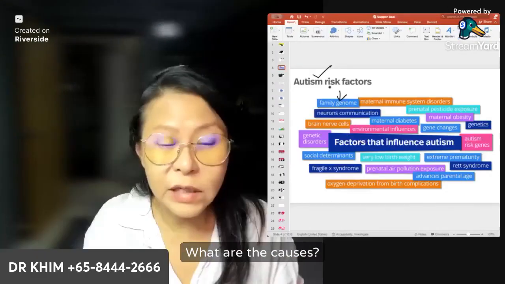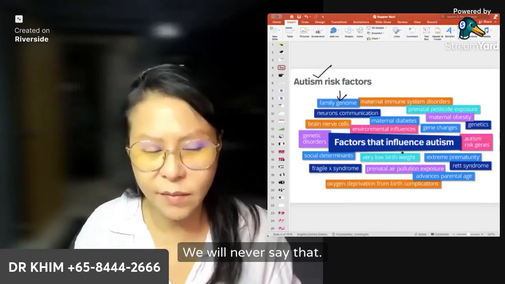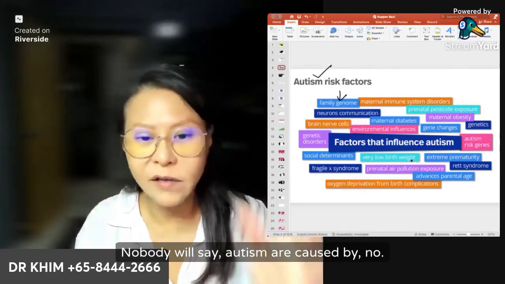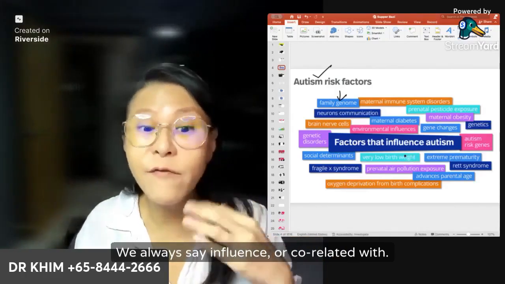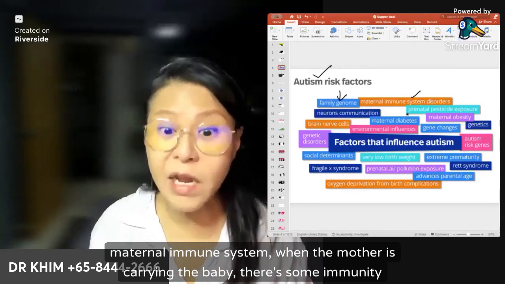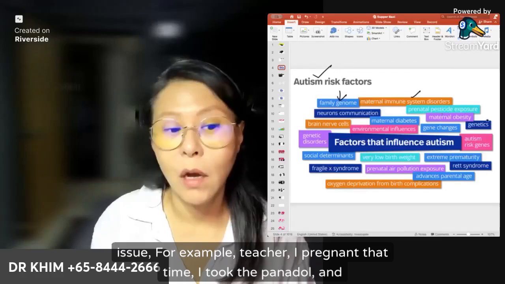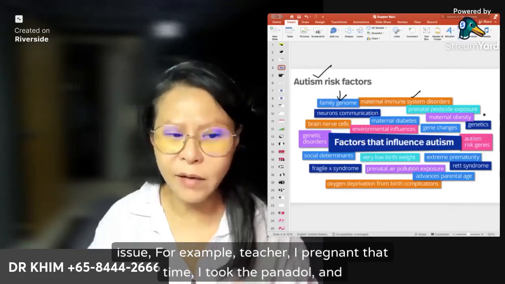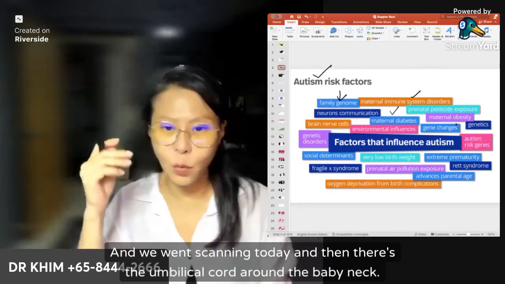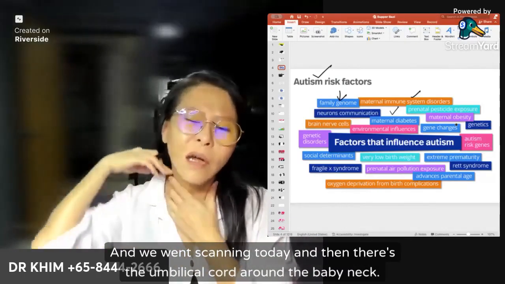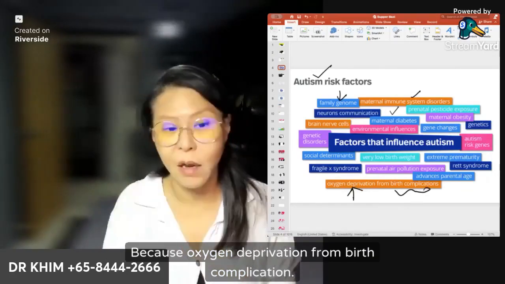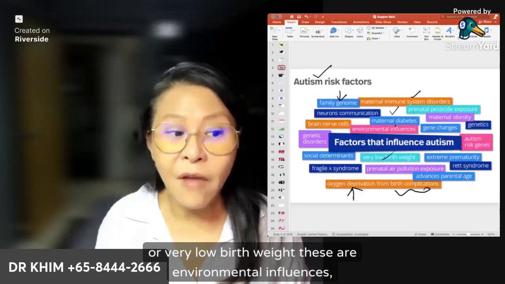What are the causes? We will not use the words 'what caused autism'. We will never say that. No medical journal will publish it that way. Nobody will say autism is caused by, no. We always say influenced by or correlated with the maternal immune system. When a mother is carrying the baby, there's some immunity issue. For example, teacher, when I was pregnant, I took Paynow, and I had diabetes, and we went scanning today and there's the umbilical cord around the baby's neck, oxygen deprivation from birth complications, or very low birth weight. These are environmental influences.